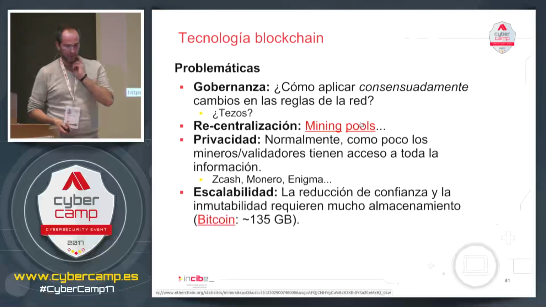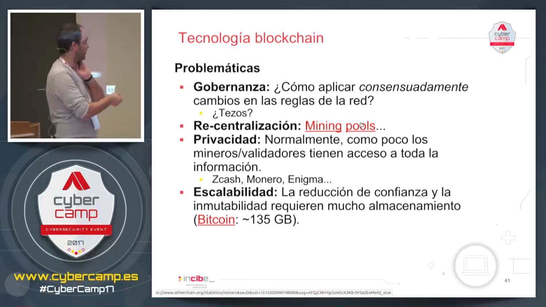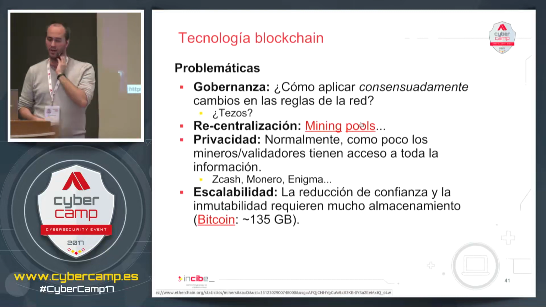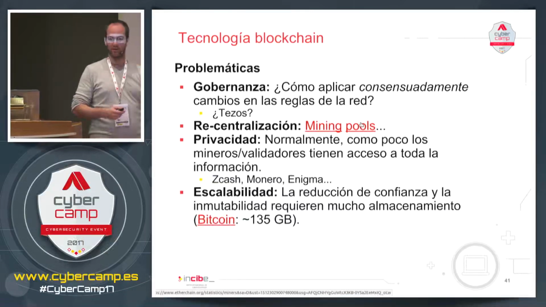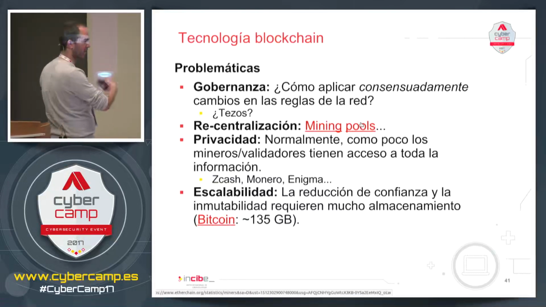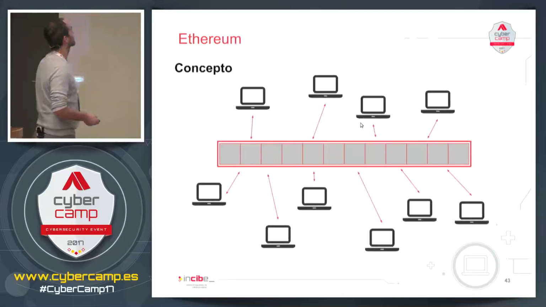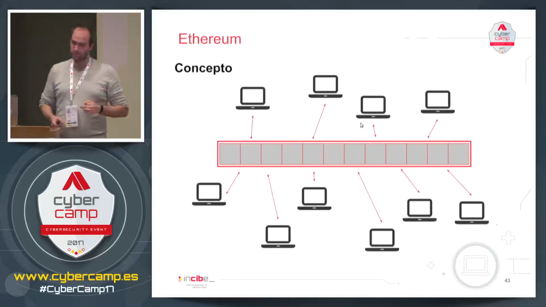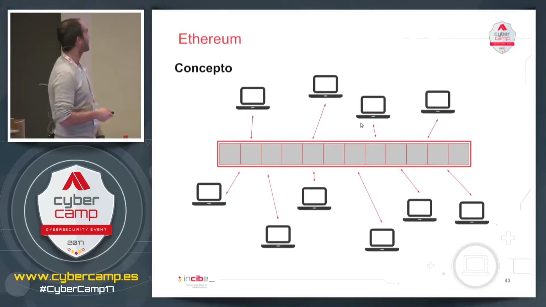Scalability. I've said it before. Bitcoin, well, I didn't remember this figure. In Bitcoin, blockchain occupies 135 gigas. It's growing all the time. Not everyone wants to give 135 gigas of their drive for this. Ethereum, I won't have time.